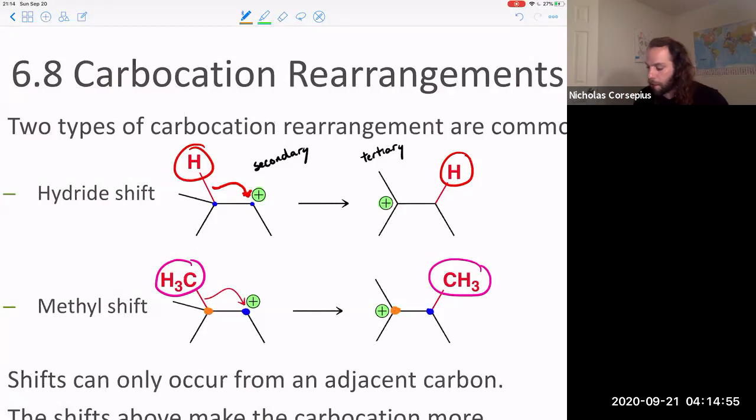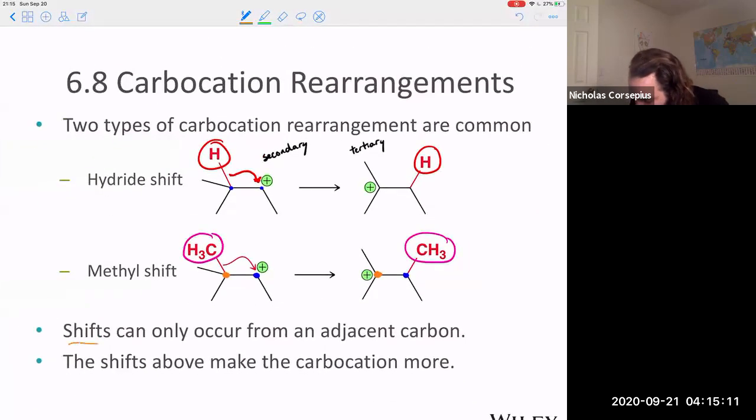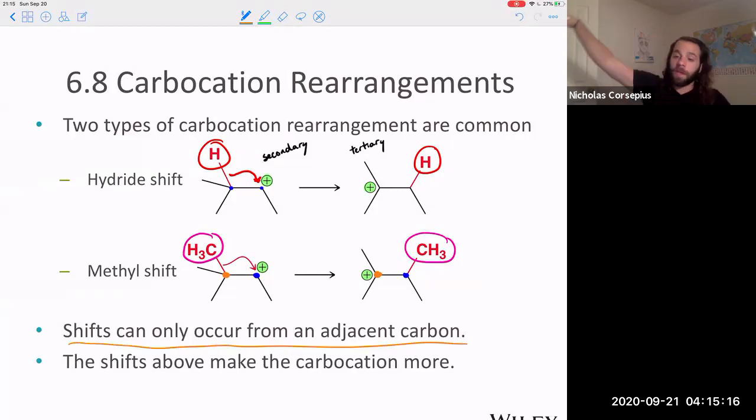Okay, and again, the whole idea was we went from having a secondary carbocation to a tertiary carbocation, which is that much more stable. So these rearrangements can occur for carbocations in order to form the most stable one. A shift can only occur from the adjacent carbon. So it's not going to be one on the other end of the molecule that does any sort of shift. You're only going to be looking at your next door neighbors and asking, does a shift occur?